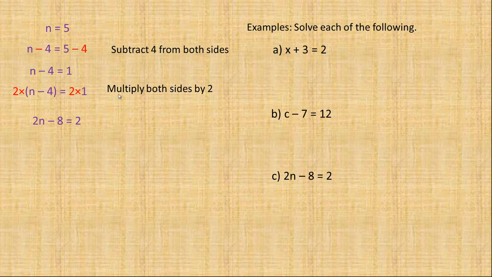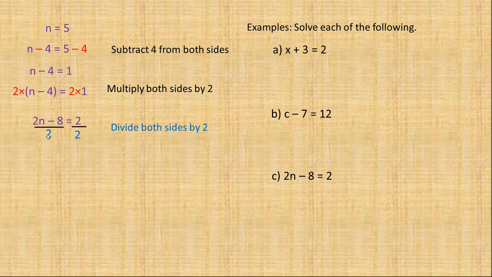Now, let's say I didn't know that n was 5. So this is how I could use these opposite operations from this equation to get back to n equals 5. So the last thing I did was to multiply both sides by 2. So what I'm going to do next is I'm going to do the opposite. I'm going to divide both sides by 2. So I'm going to take this equation and divide both sides by 2.